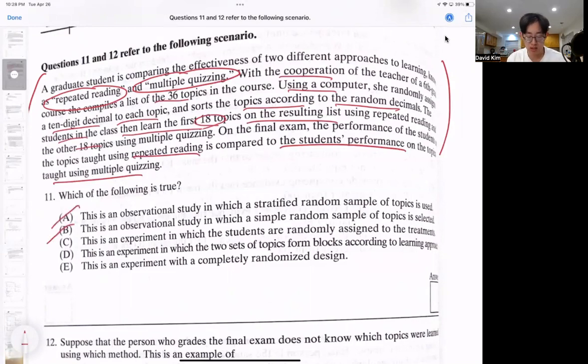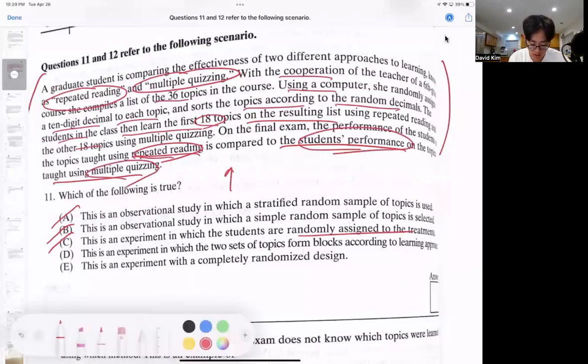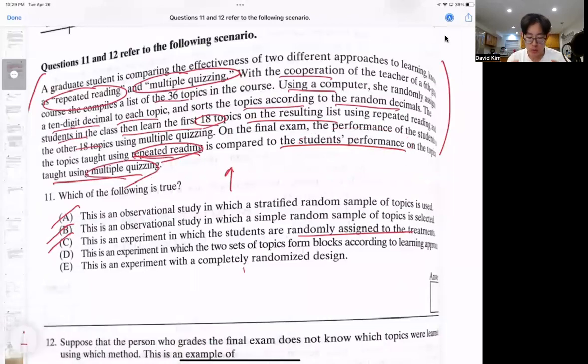First, let's get rid of the option that this is an observational study. Clearly, you're imposing treatments on the subjects, which are the students here, so this is an experiment. The choice saying students are randomly assigned to a treatment is not true, because it doesn't say that. What's being randomized here are the two treatments, repeated reading and multiple quizzing. How are they randomized? By using the 10-digit decimal, sorting the order of the topics according to the random decimal. So the order in which they're being taught is also randomized here.